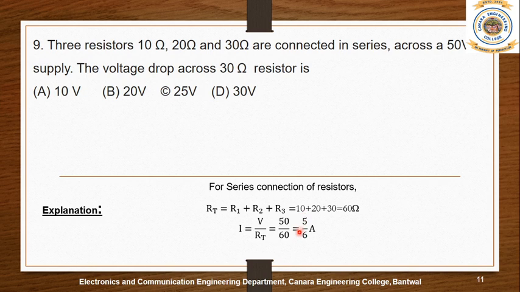When the current is 5 by 6 amps, what is the voltage across 30 ohms? 5 by 6 into 30 ohms is 25 volts. That is option C, the correct answer.